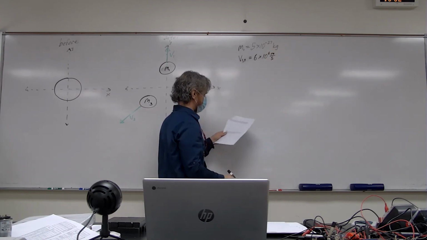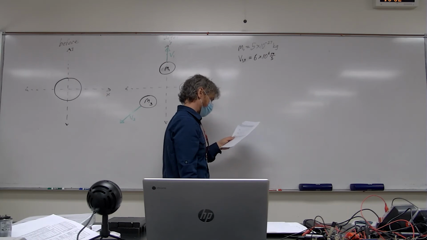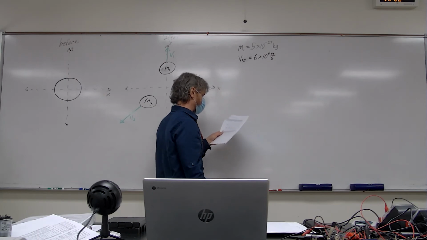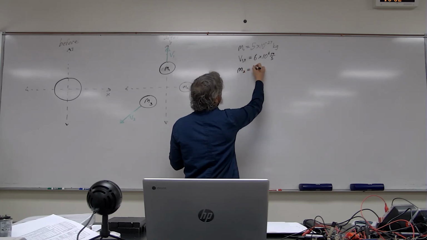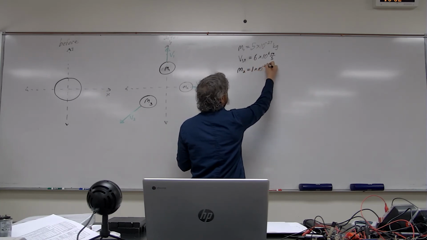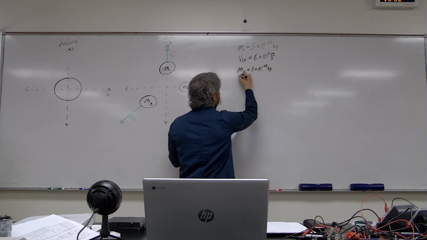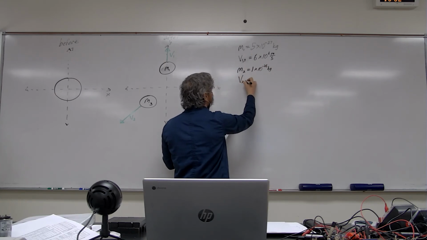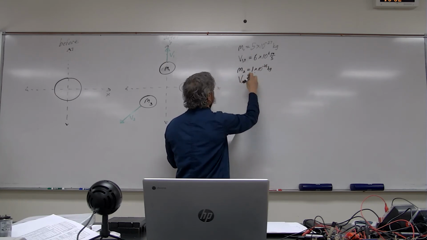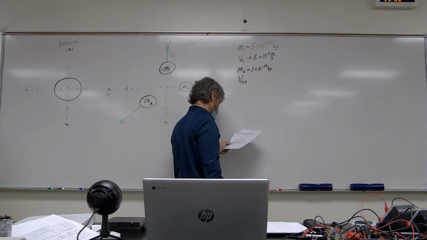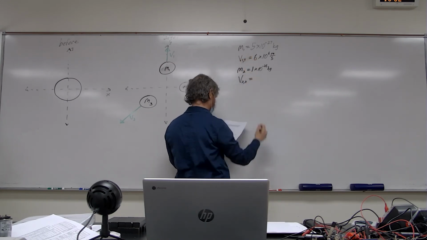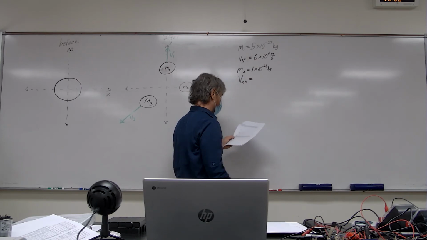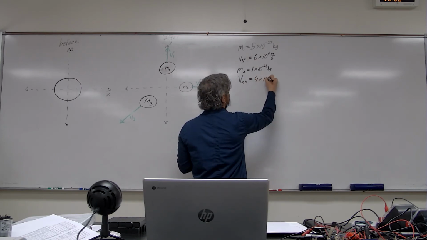That's a typical speed for particles. Another particle of mass 1 times 10 to the negative 26 kilograms, I'm going to call that M2, is moving with V2 in the x direction. Oh, I'm getting lost. No, the first guy's in the y direction. The second guy's in the x direction. That's going to be 4 times 10 to the 6 meters per second.